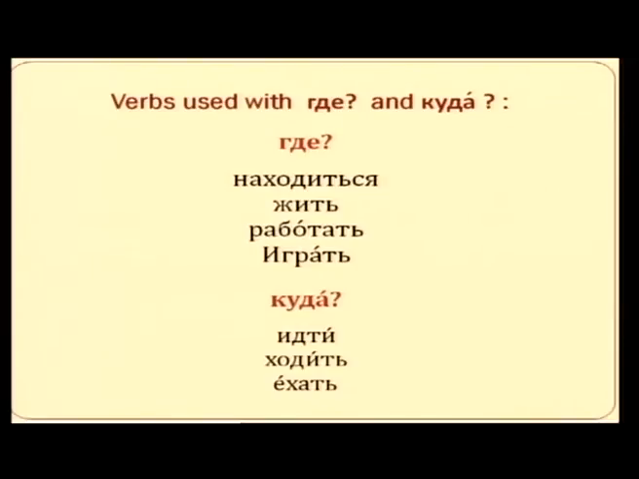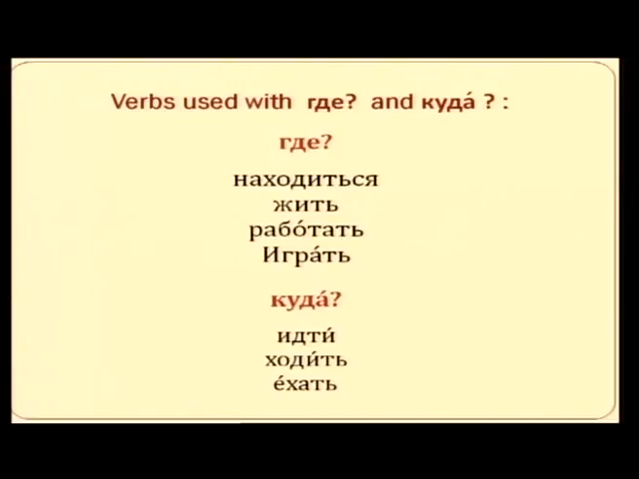Please pay attention to the verbs while I read them for you. Verbs used with где and куда. The first group is где. Находиться, жить, работать, играть. Let us repeat. Находиться means to be situated at. Жить means to live.